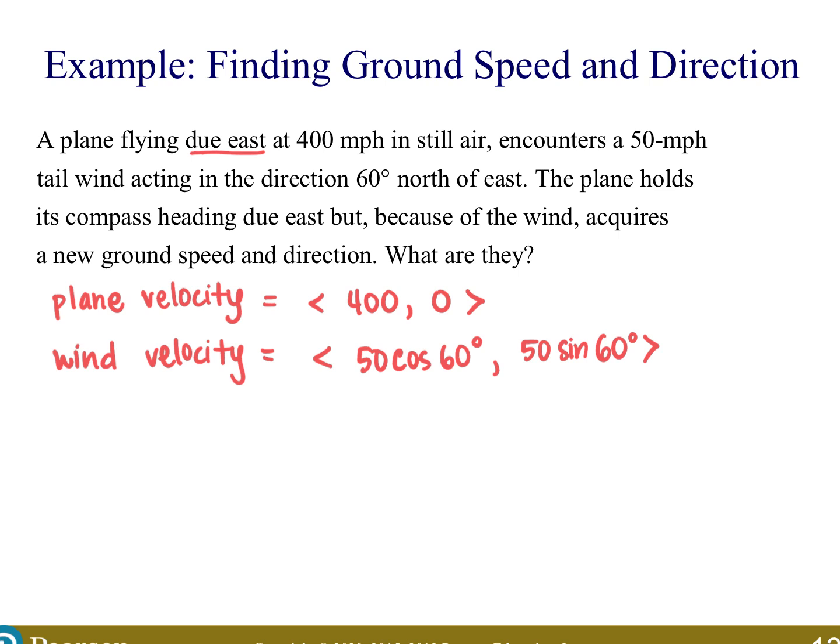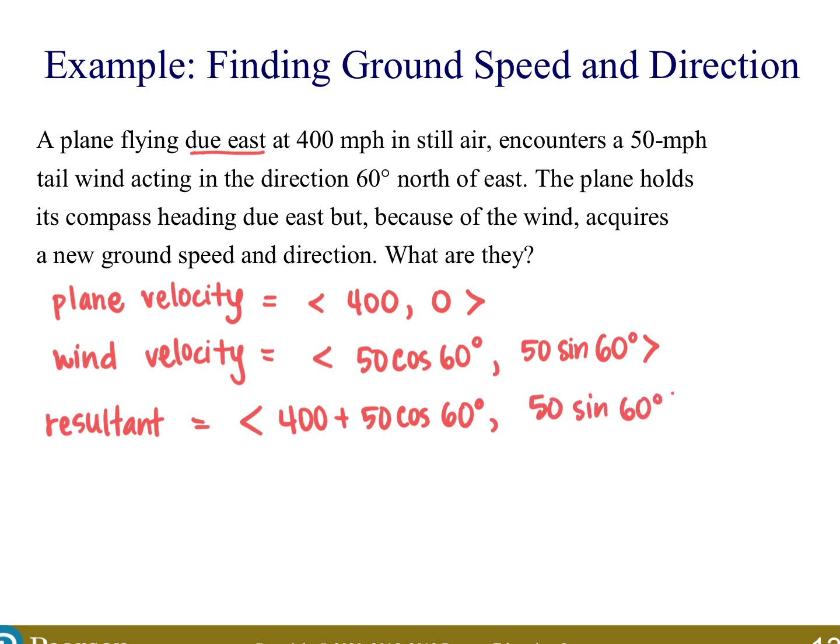And so we want to know what the new ground speed of the plane is, and the direction, if you add these two together. So the resulting vector would be the addition of these two. So 400 plus 50 cosine 60 degrees, and then 0 plus 50 sine 60 degrees.